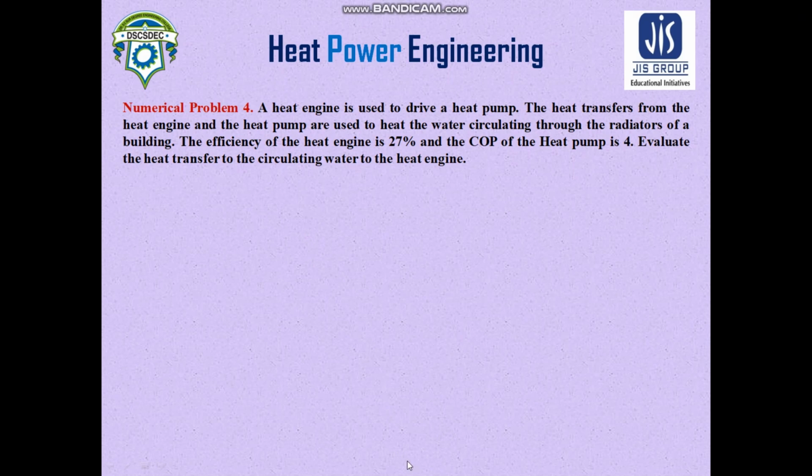So this is the last problem here for this session. So let us see the problem statement. A heat engine is used to drive a heat pump. The heat transfers from the heat engine and the heat pump are used to heat the water circulating through the radiators of a building. The efficiency of the heat engine is 27% and the COP of the heat pump is 4. Evaluate the heat transfer to the circulating water to the heat engine.